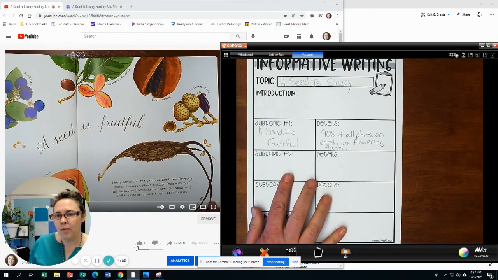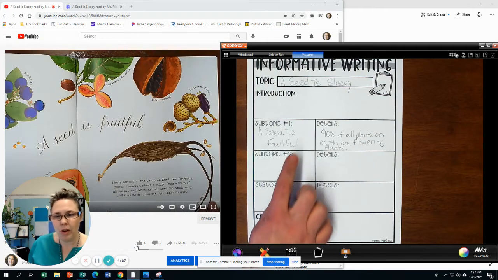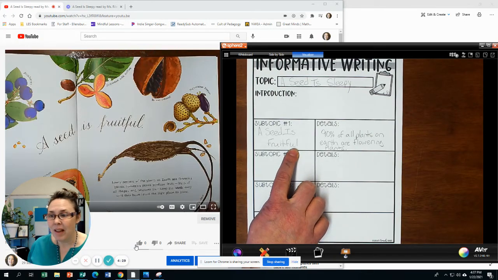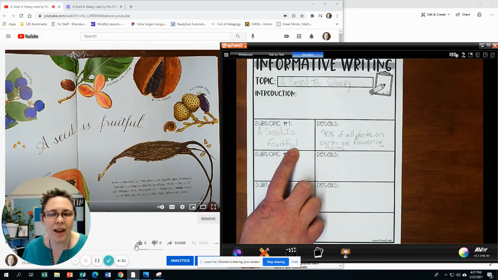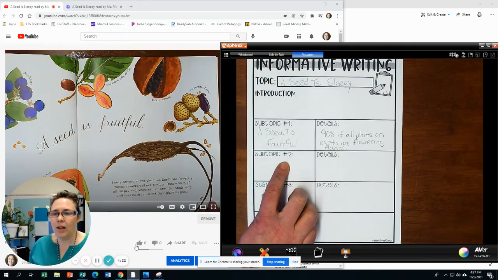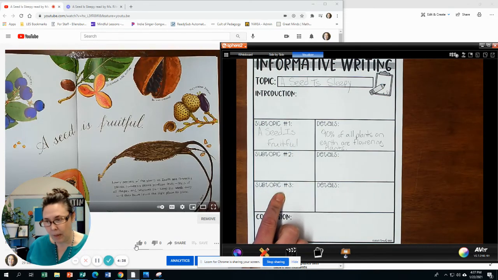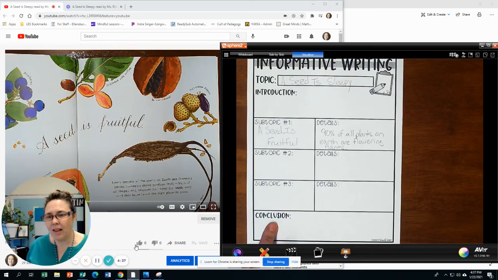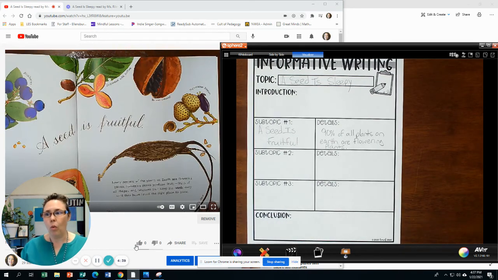So go ahead and finish your subtopics. You can write this one down. It's a freebie. Write it down so that kind of gets you going. And then you can look at 2 more subtopics with details and then the conclusion. What was the author's point of this story?